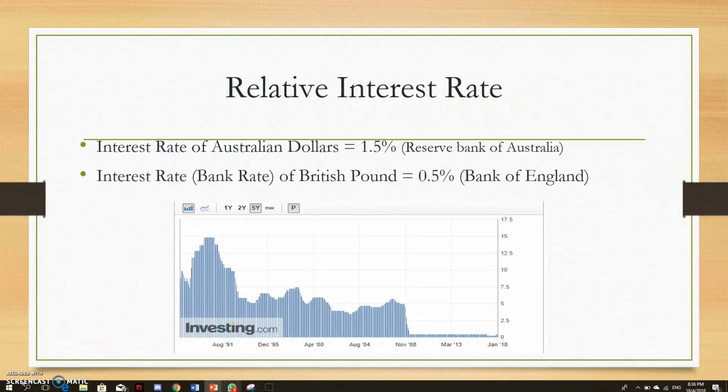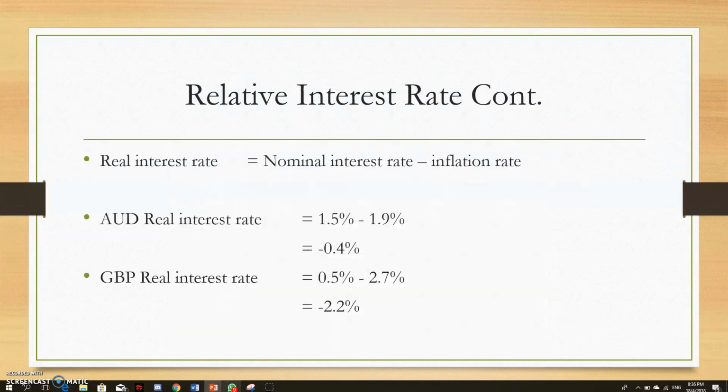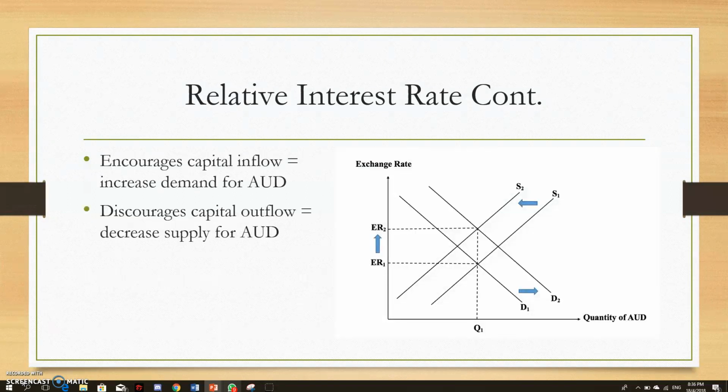According to RBA, the interest rate of Australian dollars is 1.5%. On the other hand, the interest rate of British pound is 0.5%, according to the Bank of England. With the relevant information provided by the Reserve Bank of Australia and the Bank of England, we are able to calculate the real interest rate. The Australian dollar has a real interest rate of negative 0.4%. The British pound has a real interest rate of negative 2.2%.